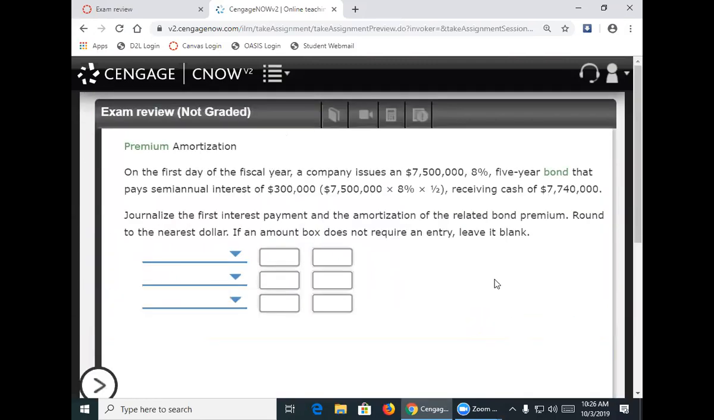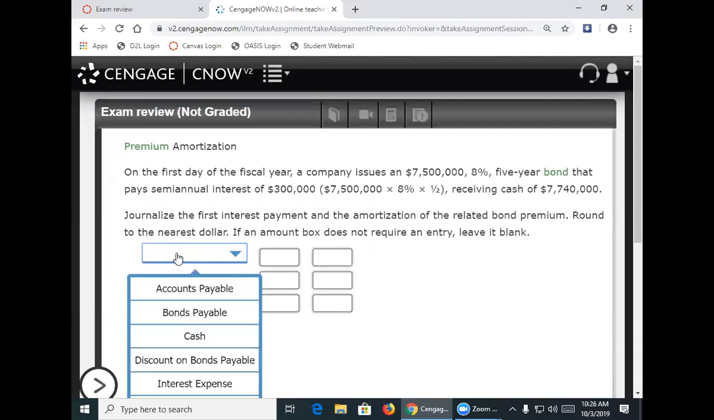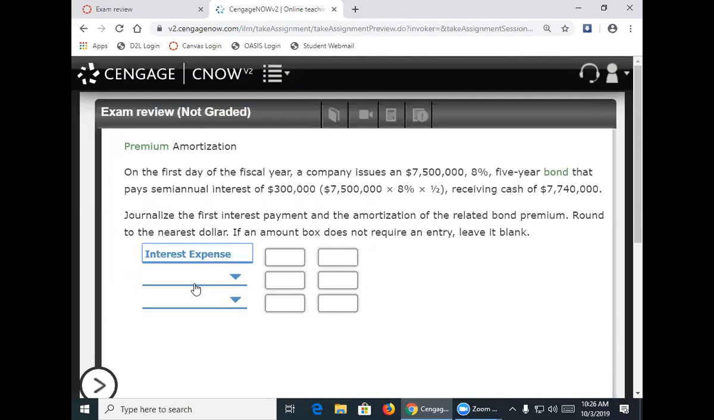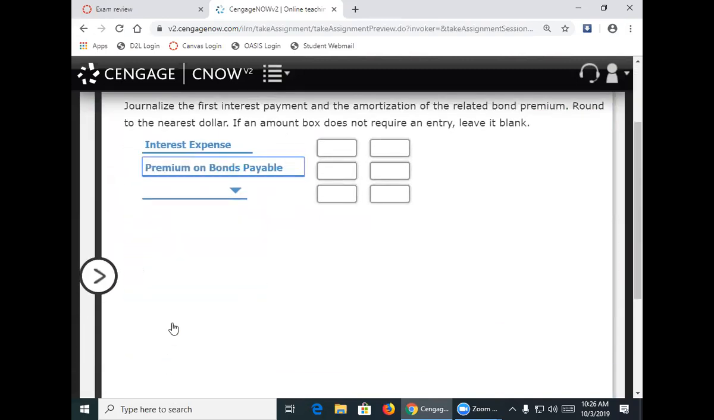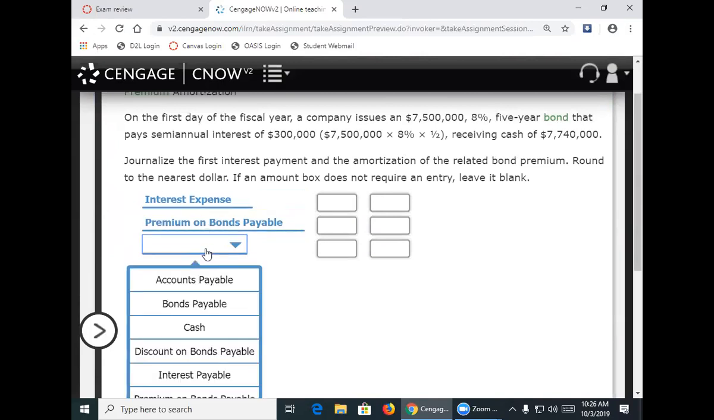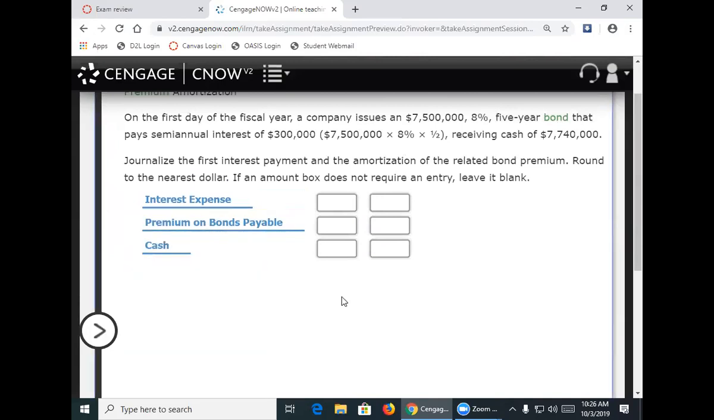And last but not least, of course, now we want to be able to amortize a premium. So we have, again, the same bond, and we want to journalize the first interest payment and the amortization of the bond premium. Okay. So what do I debit and credit here? Debit interest expense. Good. And debit premium on bonds payable. Good. And you're going to credit cash. Very good. Okay. So interest expense will be debited, premium on bonds payable will be debited, and cash will be credited.